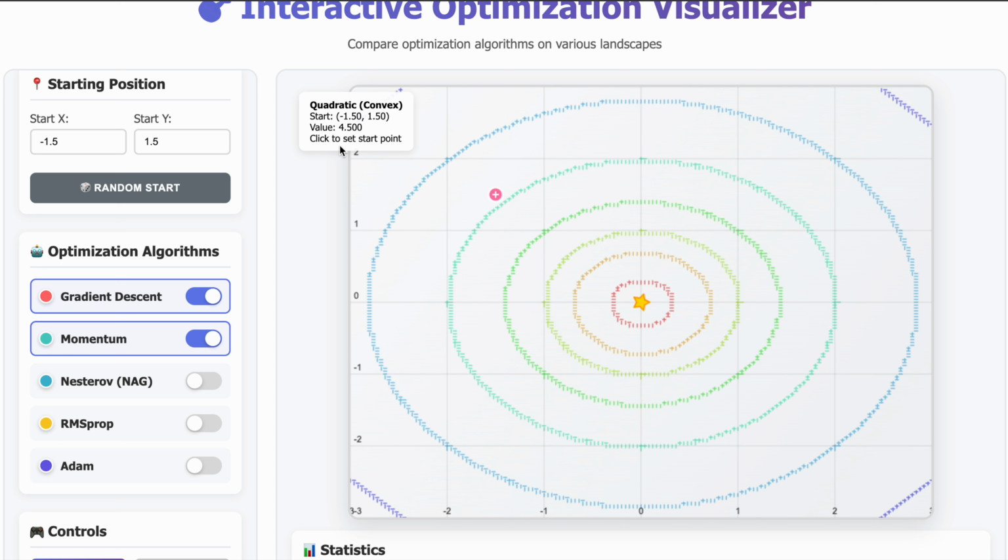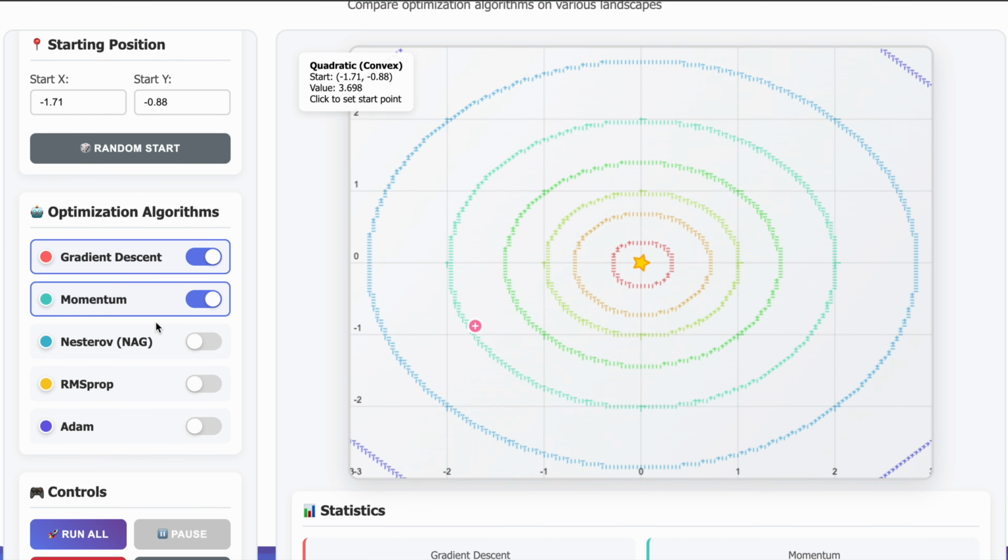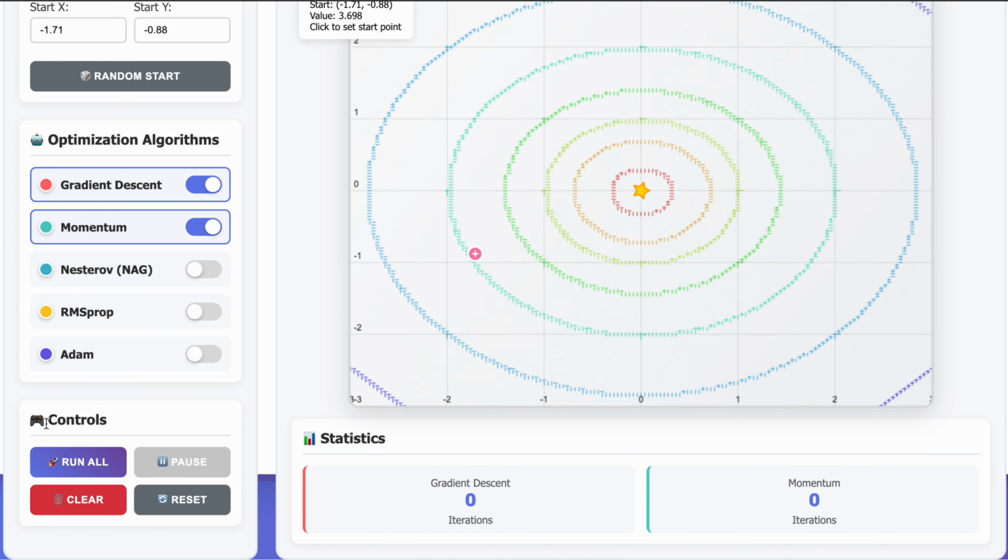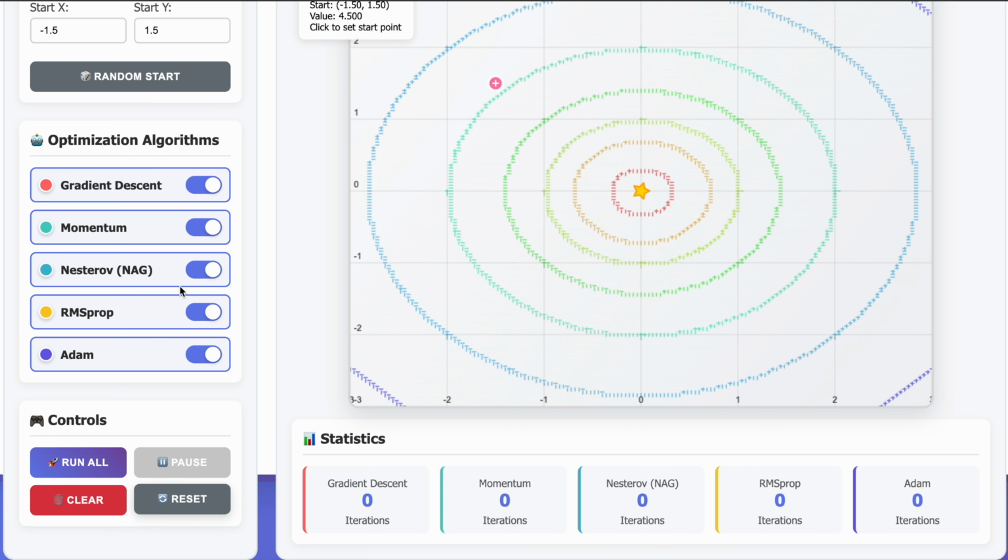You can see these are the starting points. When I click on a different area, the starting point changes. We can also change it from here, and then we have different optimization algorithms. We can clear it and reset to get different types of optimization.